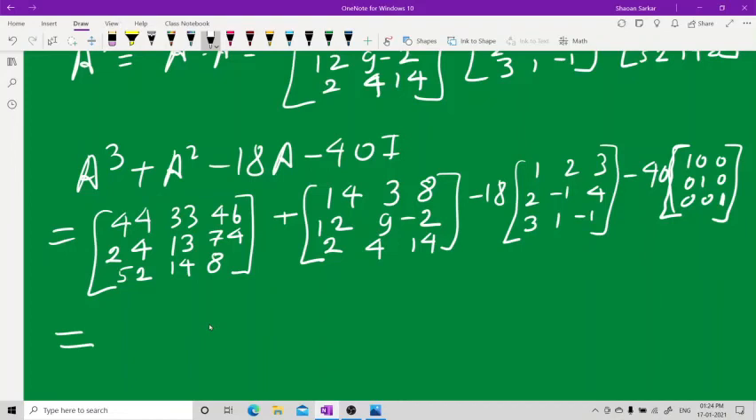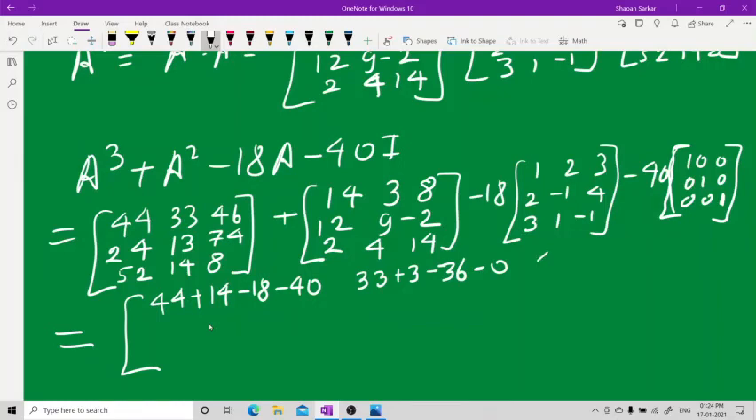How you add matrices. You will get 4 plus 14, 18 minus 18, minus 40. This is the way you will write. Then 3 plus 3 minus 36 plus minus 0. Then you have 46, then 8, and 18 threes is 54 minus 54 minus 0. This is the first row done.